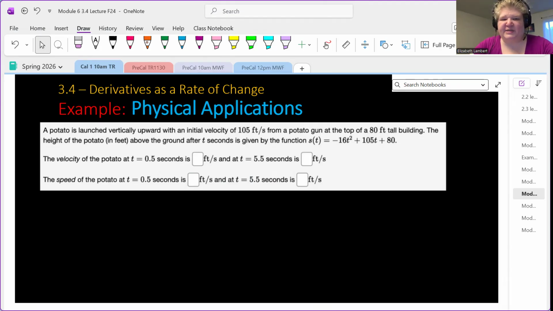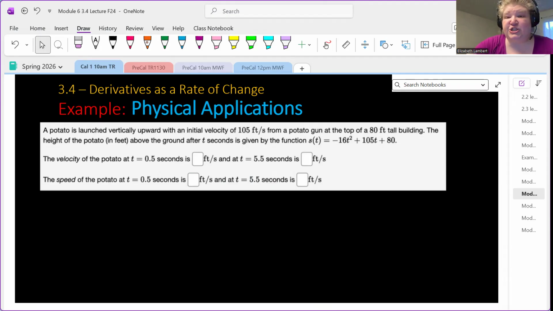The height of the potato in feet above the ground after t seconds is given by this quadratic function. You can see the 105 shows up in there in the middle. The 80, our original position, shows up at the end as a constant. Because the position is the height, and our initial height when time is 0 should be 80 because I'm at the top of that building.